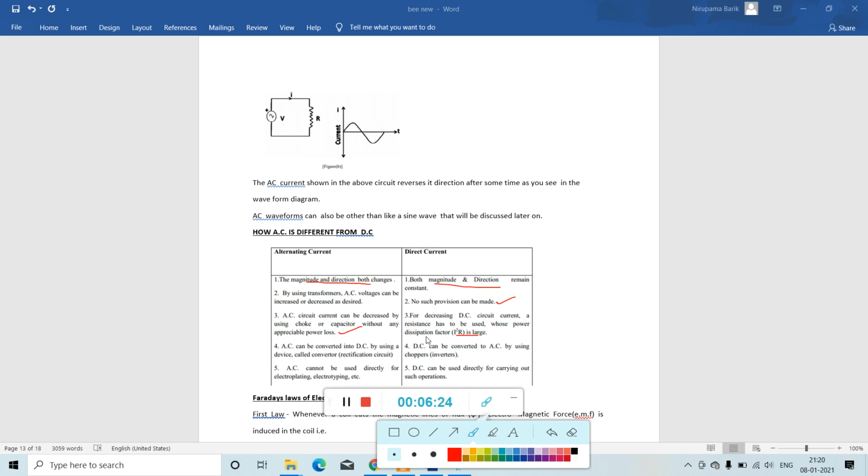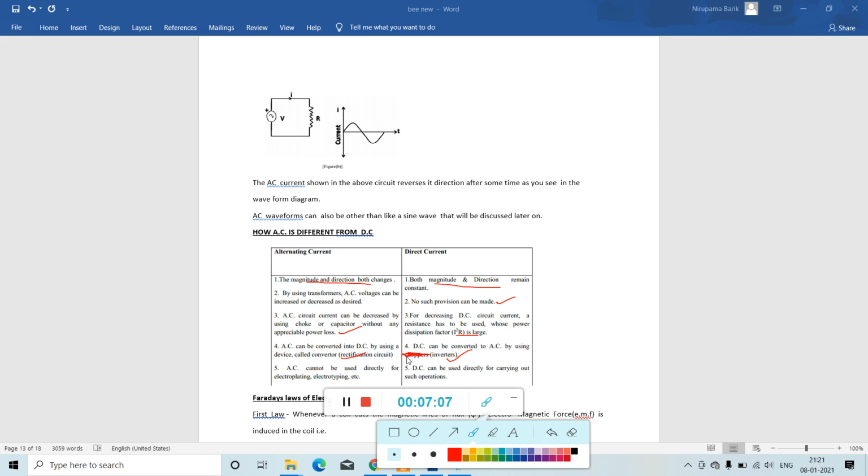So in AC there is no appreciable power loss, but in DC there is huge power loss. AC can be converted into DC by using a device called a converter or rectification circuit, also named a rectifier. DC can be converted to AC by using an inverter. Actually it is an inverter, it is not a chopper. DC is converted to AC by using an inverter, and AC is converted to DC by using a rectifier circuit.